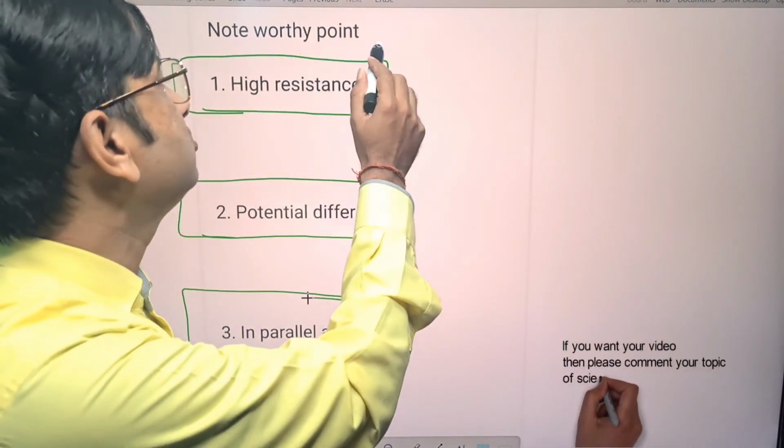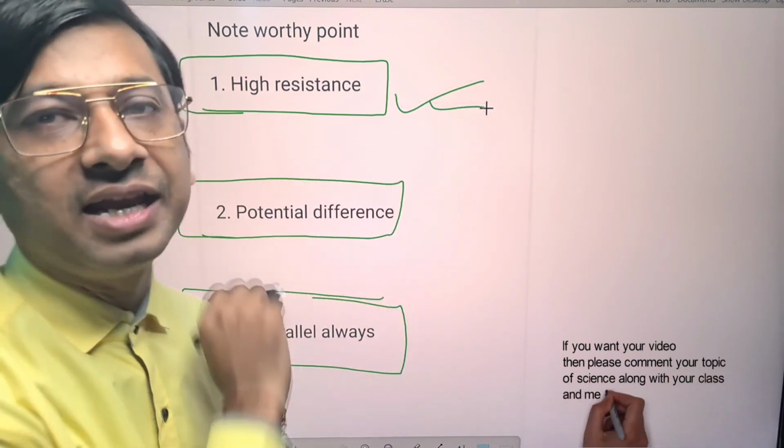And an ammeter is always associated with low resistance, that is known as a shunt, but a voltmeter is always associated with high resistance. Okay dear students, I hope you have learnt a lot.